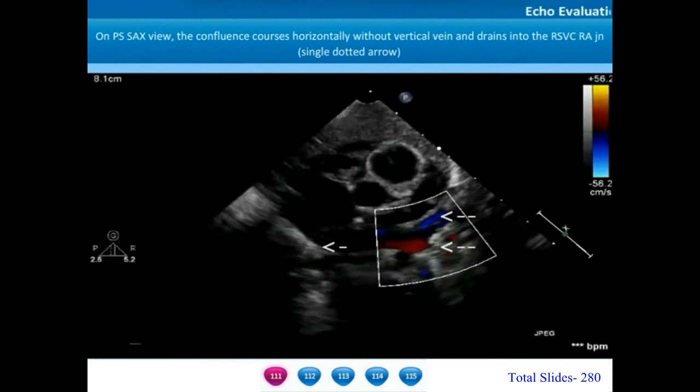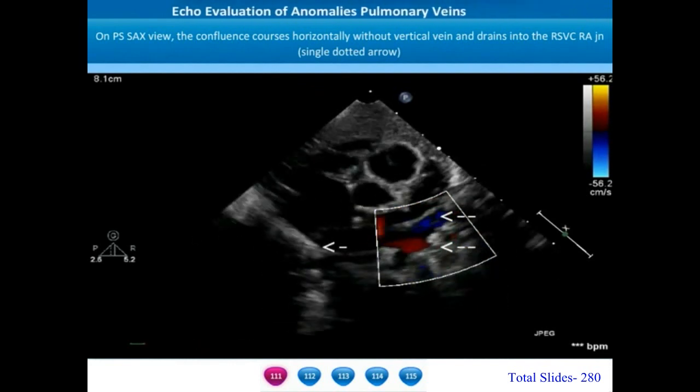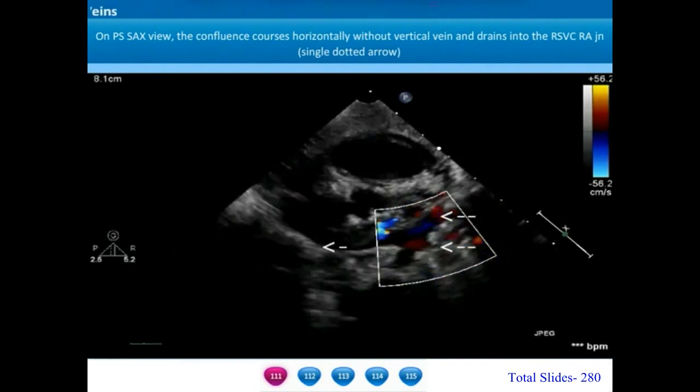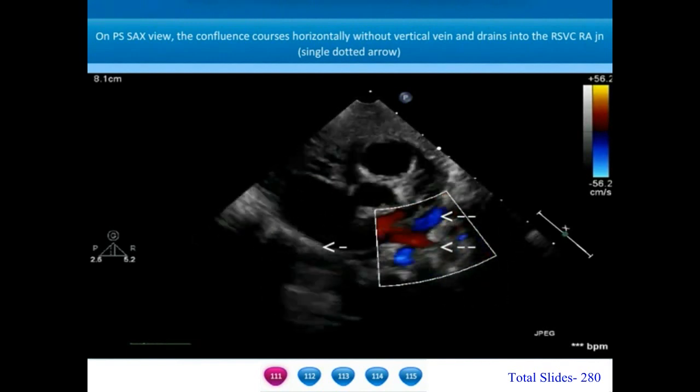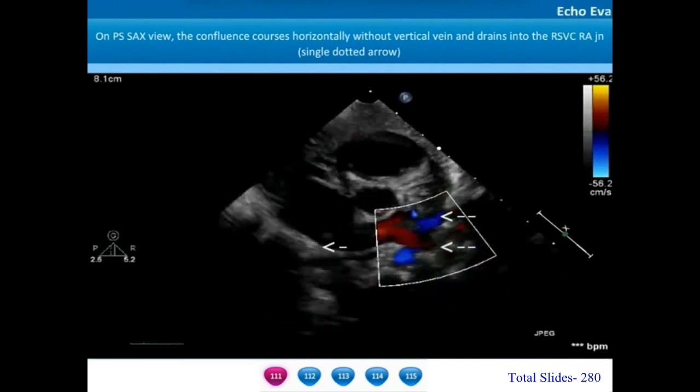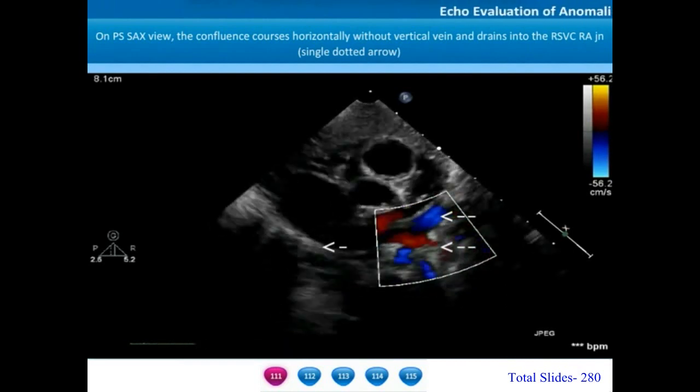On the parasternal short axis view, we find the left upper and the lower pulmonary vein converging towards the confluence. The flow in the left upper pulmonary vein is shown by blue, and the flow in the left lower pulmonary vein shown by red are pointed out with two arrows. The confluence courses towards the right superior vena cava and directly drains into the right superior vena cava.